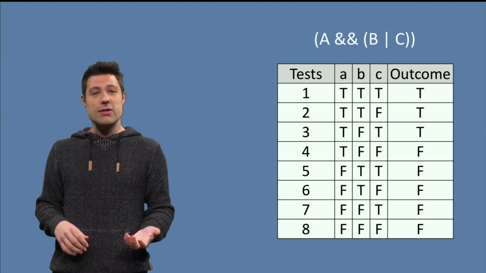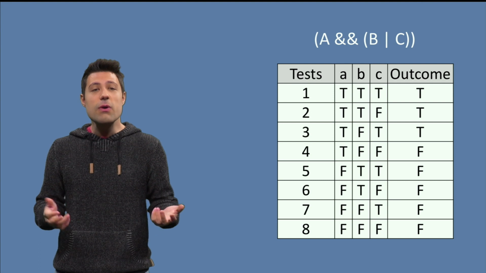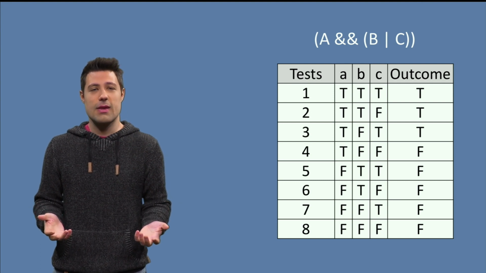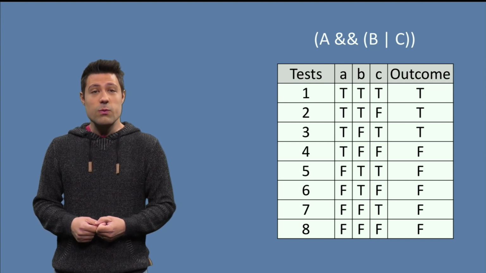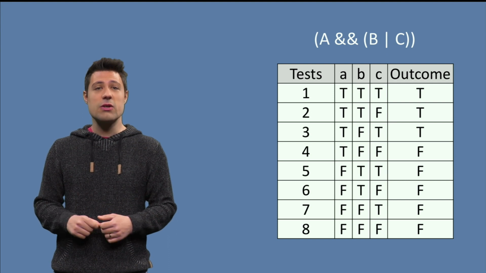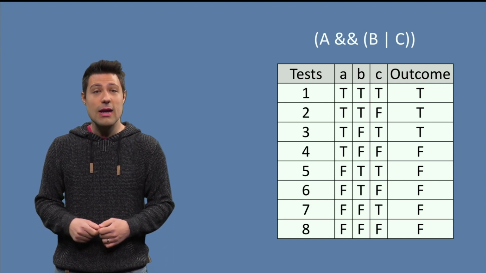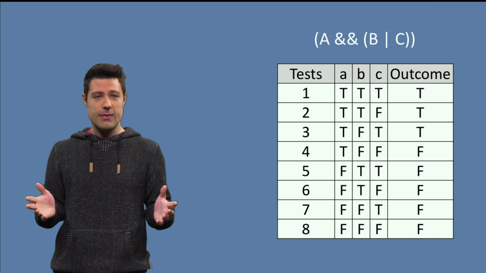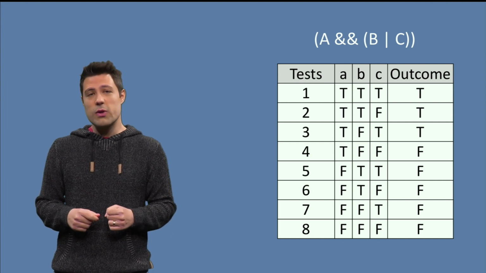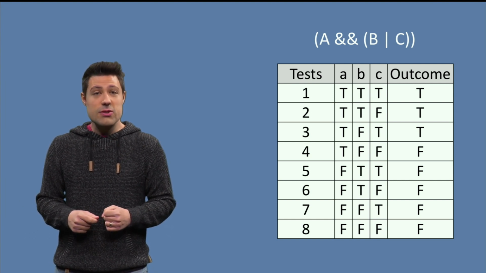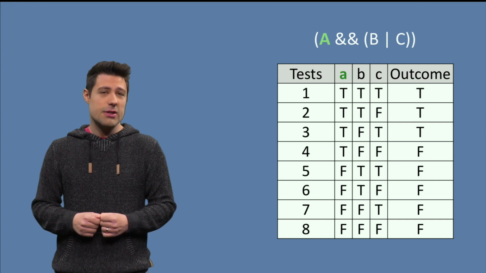Now the question is, how can we identify the useful combinations to test? The idea here is that we will exercise each condition that could independently affect the outcome of the entire decision. You will understand it once we get started. Let's start with A, the first condition.